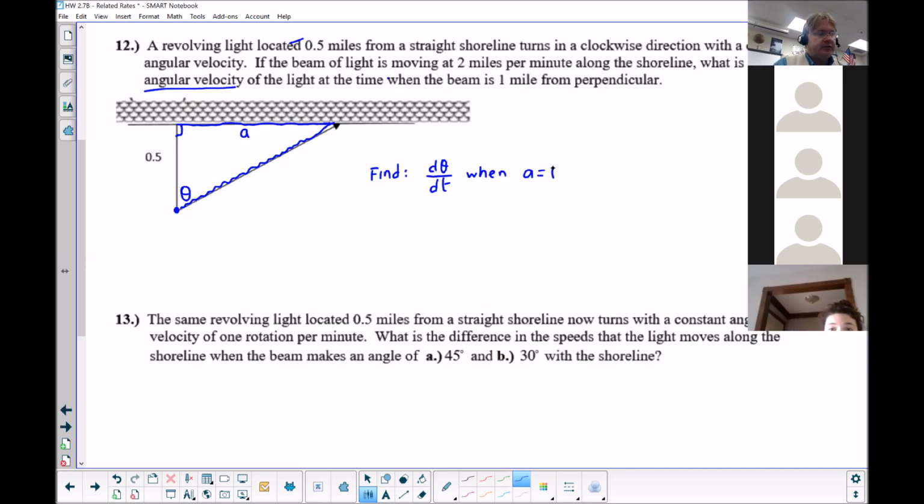Now, you'll notice that the 0.5 is already in the picture, which is nice. That's a constant. And it says that the beam of light is moving at 2 miles per minute along the shoreline. So that would be the rate at which this distance along the shore is changing. That's the given dA dt in this problem. And I'm going to ask you all a question. You're more than welcome to chime in the chat. dA dt would technically be equivalent to, what do you guys think? Would it be equal to 2?